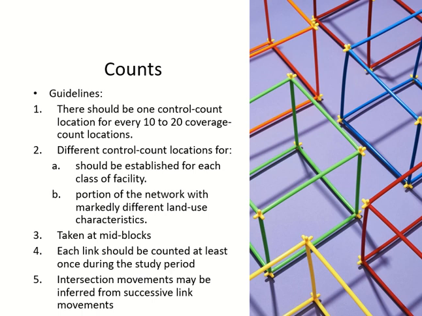Okay. So now what did we say about the control counts? The ratio: up to 20 coverage counts for every control count. Up to. One control for every type of highway. One control for every type of land use. Clear? Okay.